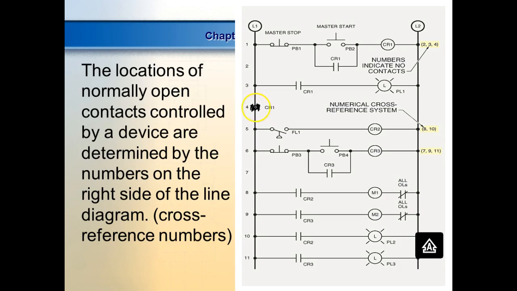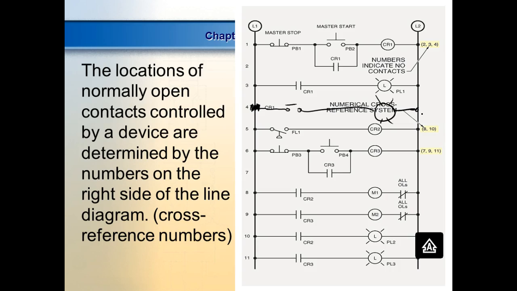So let's pretend we got something right here. 1, 2, 3, 4, 5, 6, 7, 8, 9, 10, 11. We call those lines. All these are just basic series circuits. We don't have any parallel circuits in there, right?